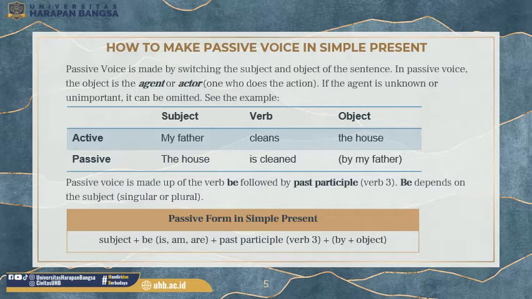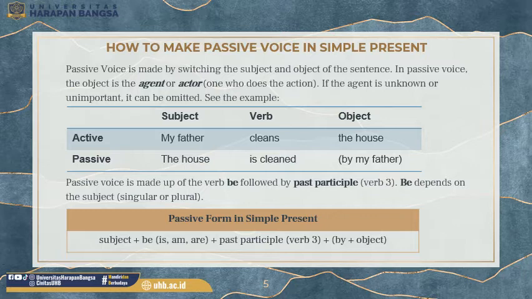We want to change it into passive. Untuk kalimat pasifnya kita switch. Jadi subjek dan objek pada kalimat aktif kita ubah posisinya. Jadi objek ditaruh di depan, subjeknya kita taruh belakang untuk kalimat pasifnya. Jadi kita punya subjek the house, kemudian predikat is cleaned, kemudian objeknya by my father.